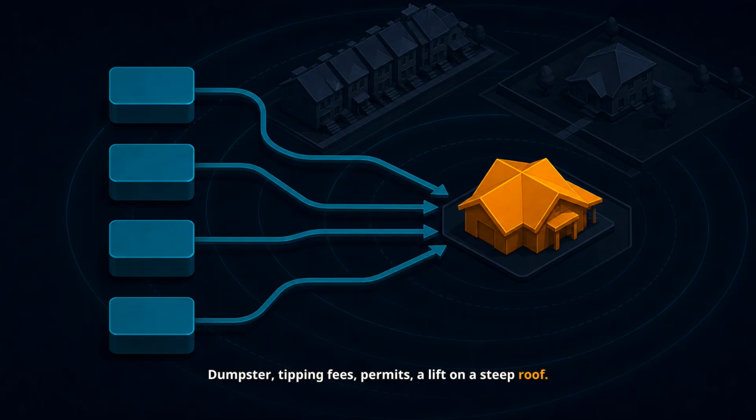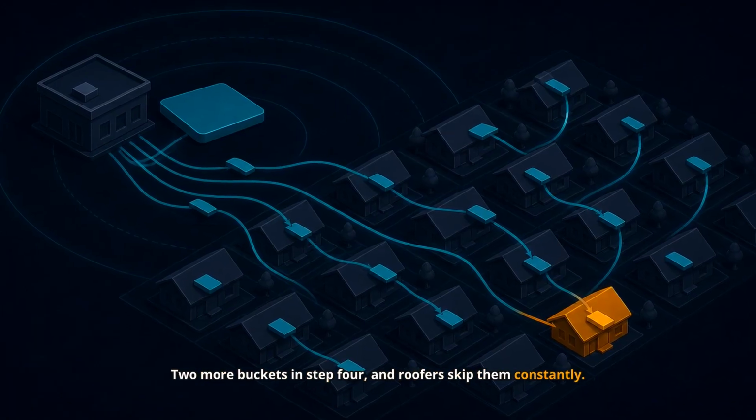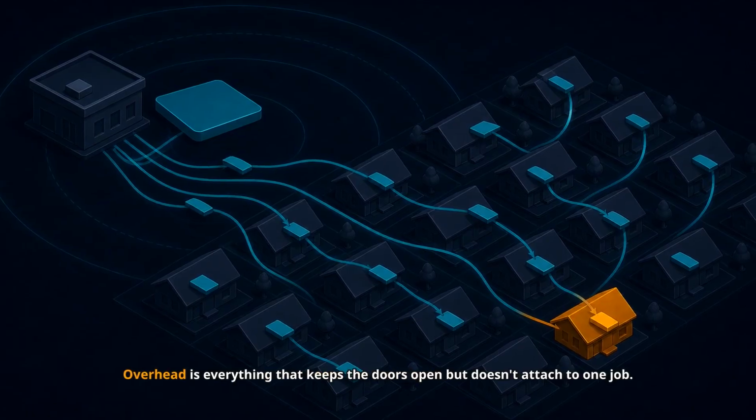Dumpster, tipping fees, permits, a lift on a steep roof. The same 30 squares in an open subdivision and a downtown row house with no driveway are not the same cost. Logistics is the gap. 2 more buckets in step 4, and roofers skip them constantly.